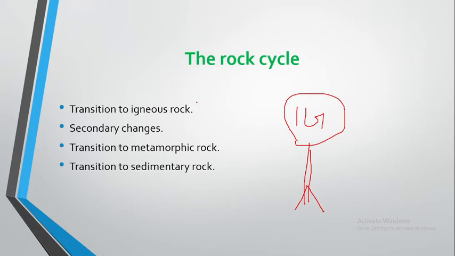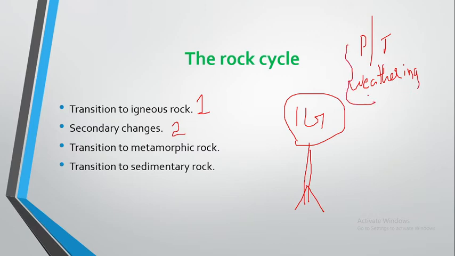Then the second is the secondary changes. As we know, what are the secondary changes? Maybe pressure may change or temperature may change. Then weathering is also a part of that. So all these are the secondary processes. Due to these secondary processes, this igneous rock will change to metamorphic rock or sedimentary rock. Either it may change to sedimentary or it may change to metamorphic.